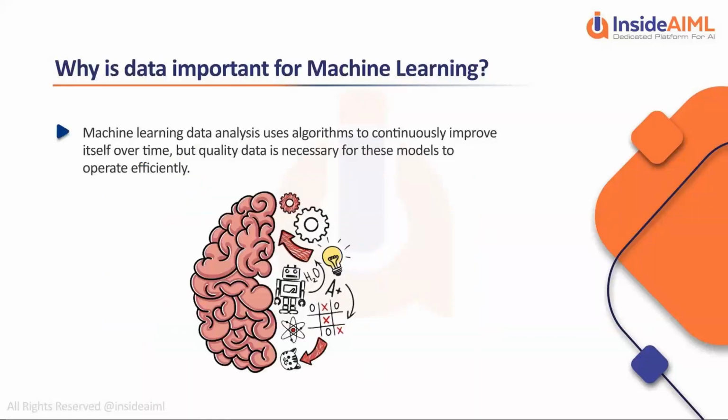Okay, so why is data important for machine learning? Machine learning data analysis uses algorithms to continuously improve itself over time. But quality data is necessary for this model to operate efficiently.